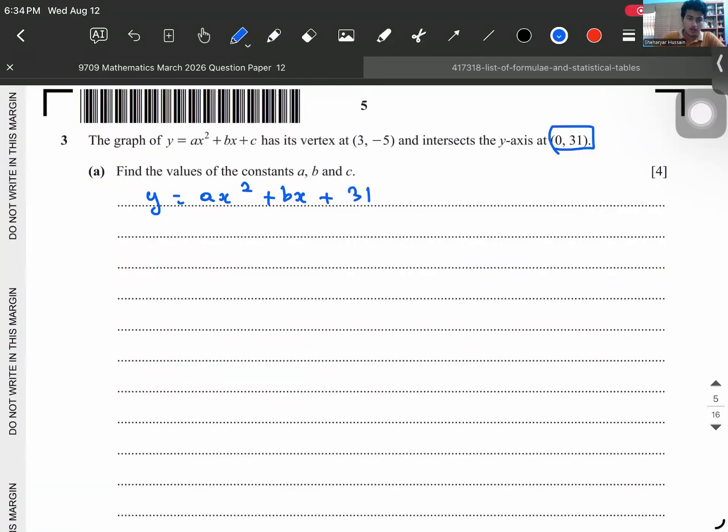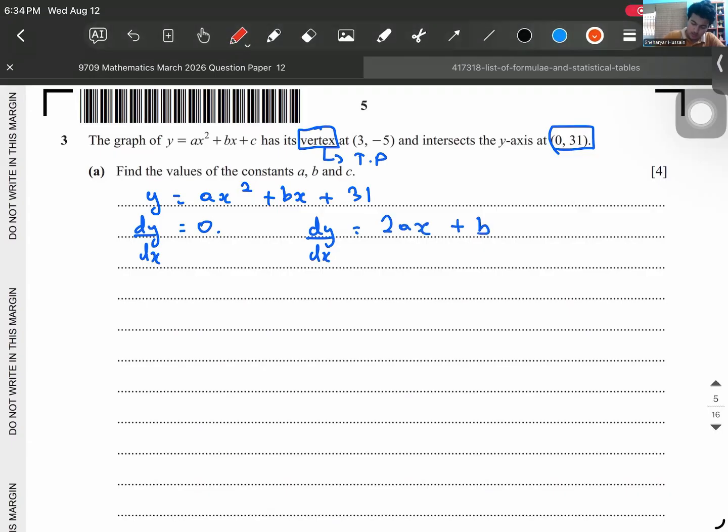All right, now vertex. Vertex is basically another name for the turning point. So we know that dy by dx is 0 at that specific x coordinate, right? So if we were to differentiate this, dy by dx would be 2ax plus b. And once we plug in the value of x, which is just 3, since we know that this is equal to 0, so 0 equals 6a plus b. Okay, so that's the equation that we get right now.